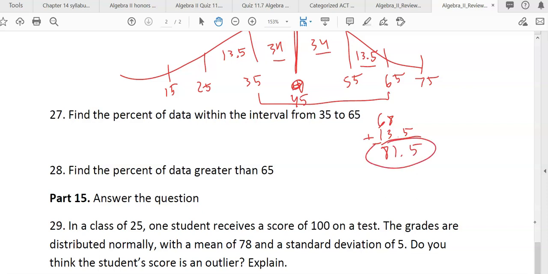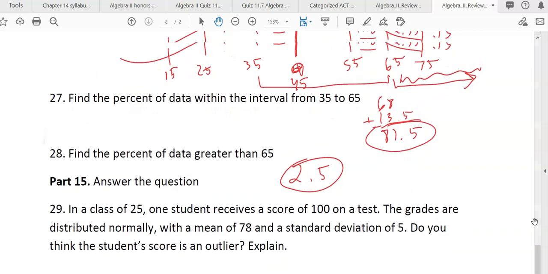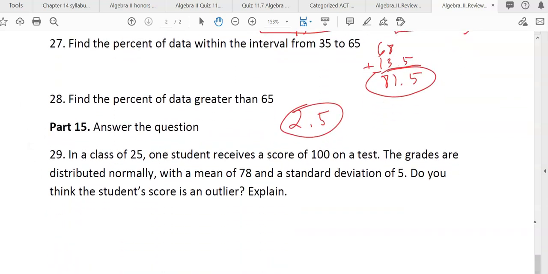Find the percent of data greater than 65. So 65 and bigger, this way is shaded. So I know this one is 2.35 and this is 0.15. So I think that'd be 2.5. I remembered it, but you can always figure it out using the empirical rule.